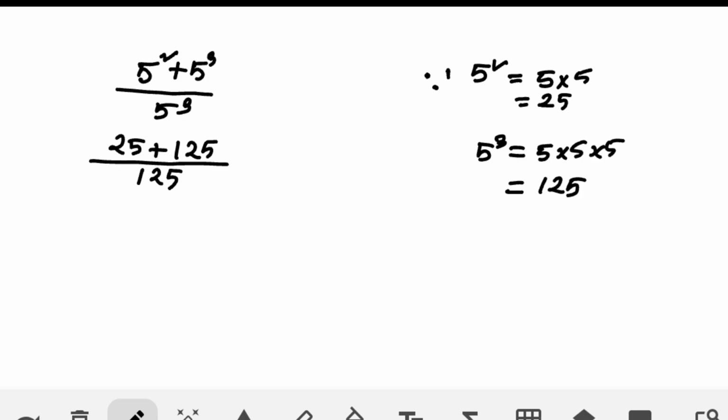Now first add the number 125 and 25. Then we will get 150 by 125. So we have now 150 by 125.